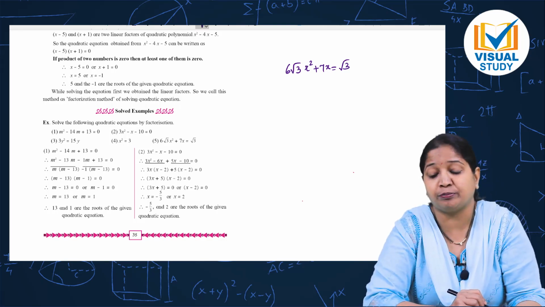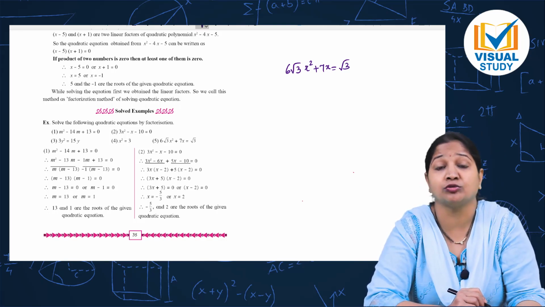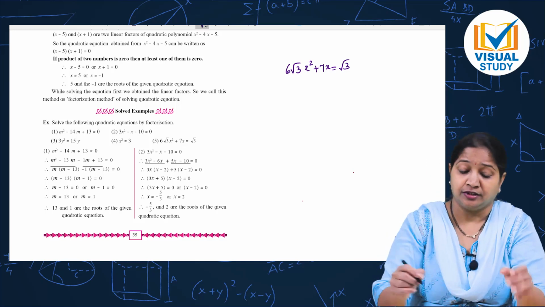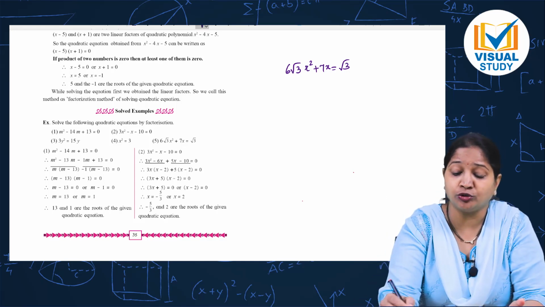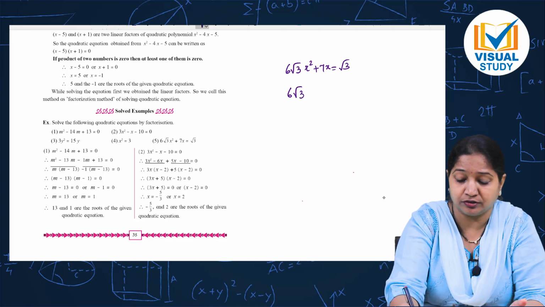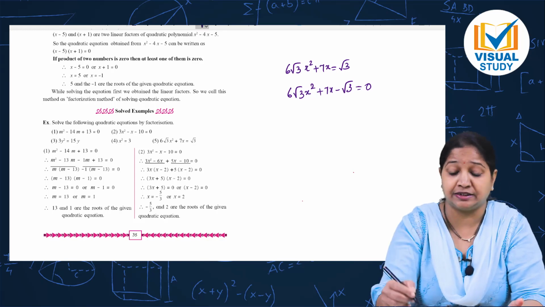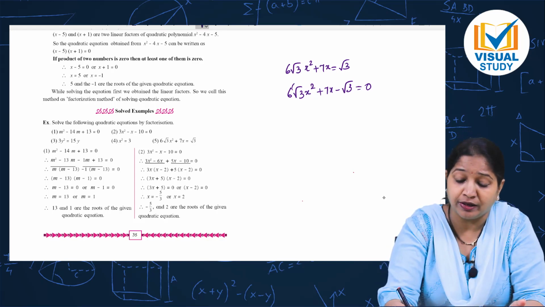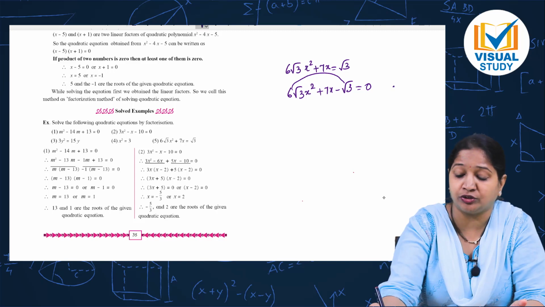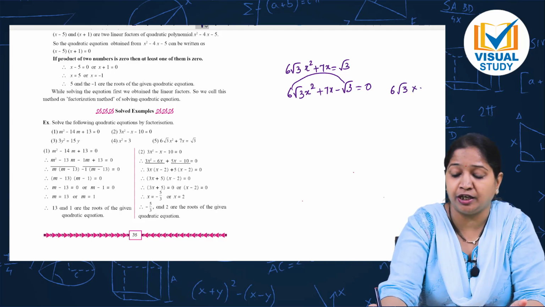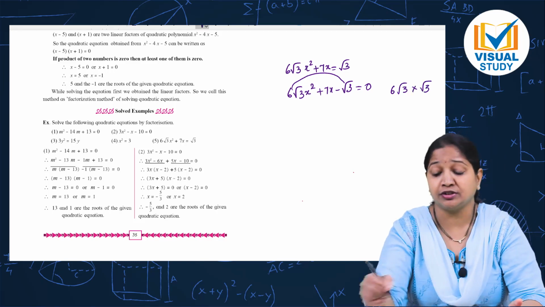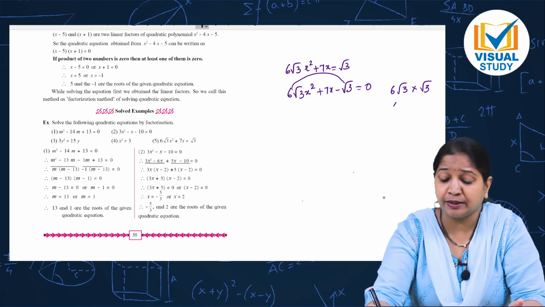Root 3 x square plus 7x minus root 3 equal to 0. To solve this sum, what you have to do? First of all, this is x square plus 7x minus root 3. Bring this root 3 to this side. Now, you have to multiply this into this. How much you get? 6 root 3 into root 3. Keep 6 as it is. Root 3 into root 3, you get 3, and you get 18.